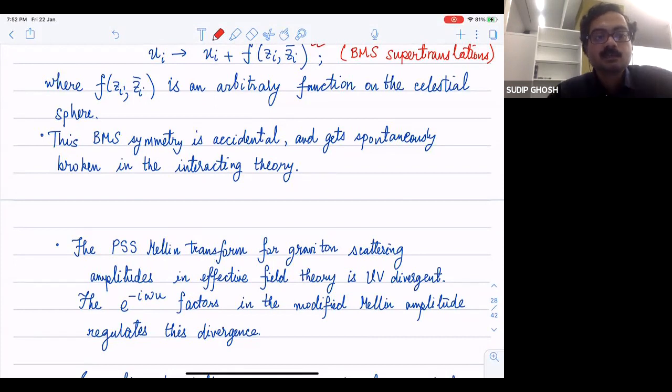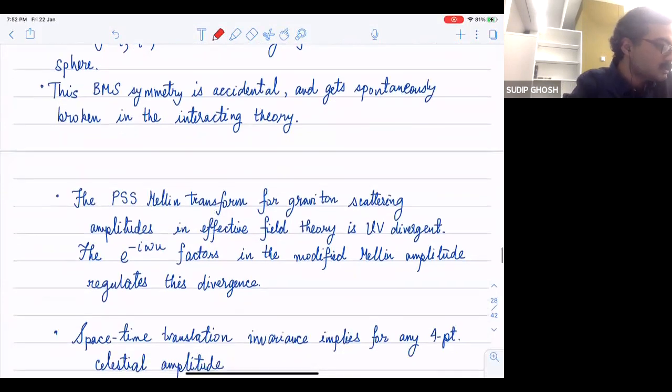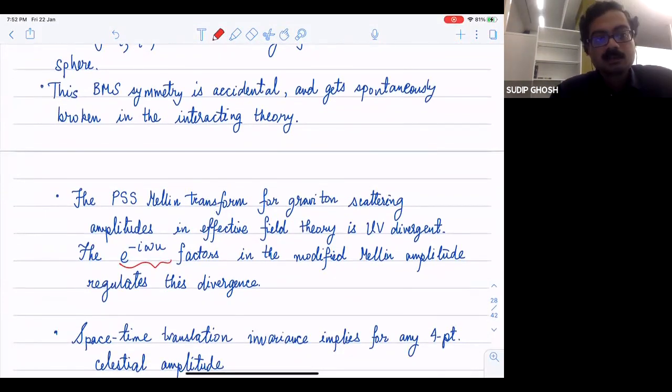But it turns out that if you use this modified Mellin transform prescription, with this e to the power minus i omega u factor which one inserts, then upon proper analytic continuation, what you can show is that these exponential factors provide some damping factors to the Mellin integral, and that regulates this UV divergence which you ordinarily encounter. So from a practical point of view, if you want to do calculations, in particular in the case of gravity, it is more convenient to work with the modified Mellin transform than with the ordinary Mellin transform.